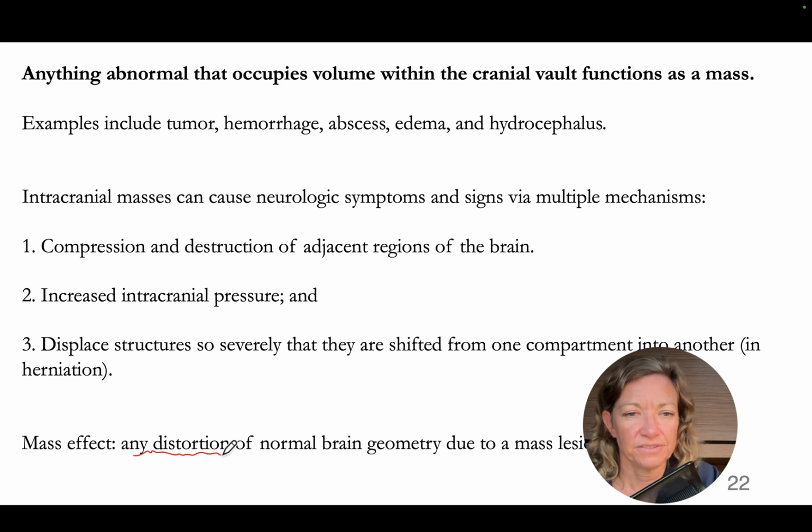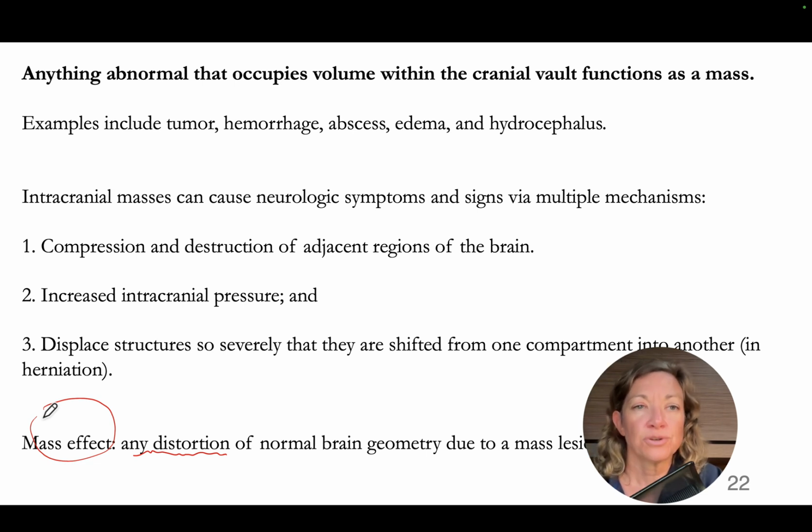And so the shift, just the distortion, is called mass effect. And we're talking about it here in the context of hemorrhage, but anything that occupies space that's not supposed to be there constitutes a mass. So hemorrhage, but also a tumor or an abscess or edema, which is the accumulation of fluid, or hydrocephalus, which is accumulation of CSF within a ventricle. All of those are masses in the brain, and all can cause mass effect. So mass effect is the phenomenon that results from a mass.